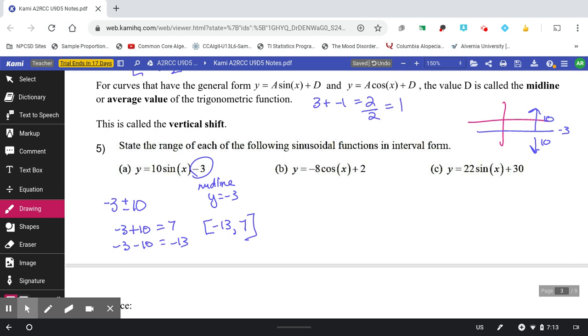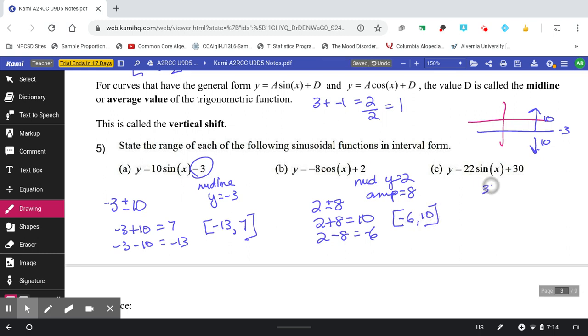Okay, so here the simple way of doing it is the midline is y equals 2, and that would be 2 plus or minus 8. Now, it doesn't really matter that it's a -8. The amplitude is still 8. The negative means we're going to start below the x-axis, or below the midline, and then go up first. Remember, we flipped it over the x-axis. All right, so here we have 2 plus or minus 8. So 2 plus 8 equals 10, and 2 minus 8 equals -6. So the range is -6 to 10.